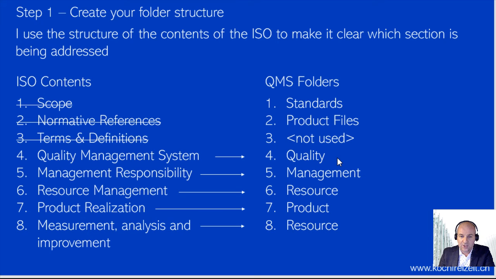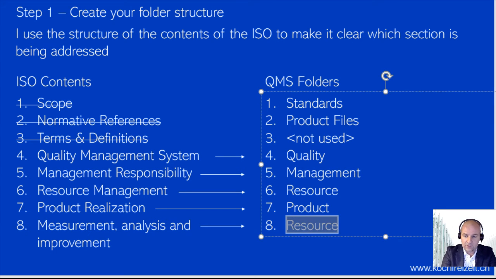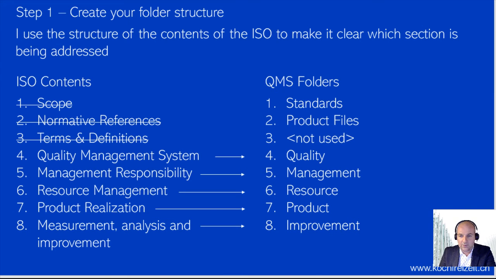And then a folder which relates to each of the chapters, and I shorten the terms: quality, management, resource, product, quality, management, resource, product, and apologies, that should say improvement, not resource. Now, what this means when you set it up this way is when you set up your document numbering system, it's very easy to work out by looking at a document what section of the ISO your documents relate to.